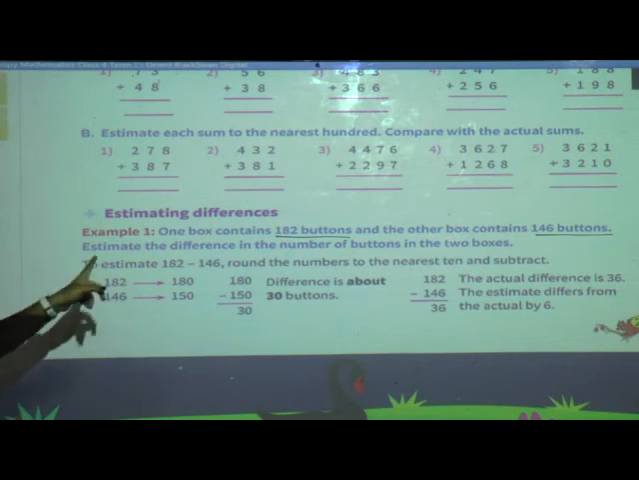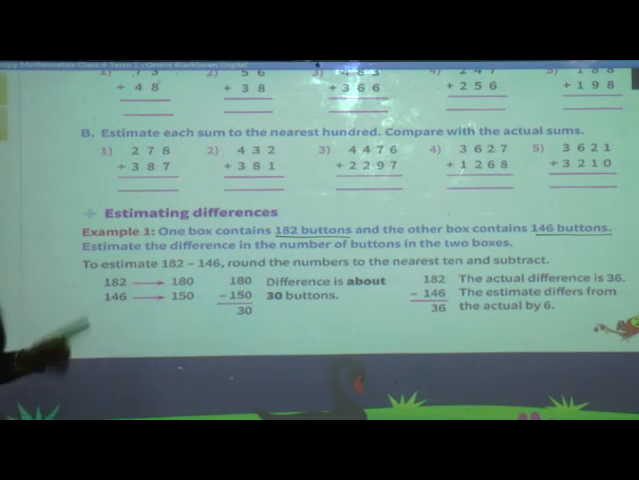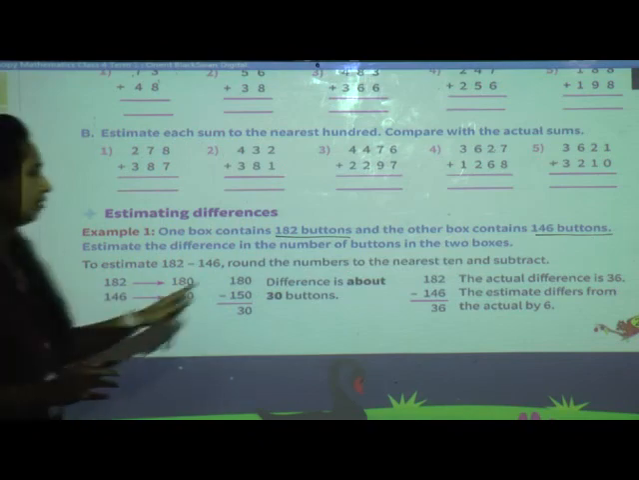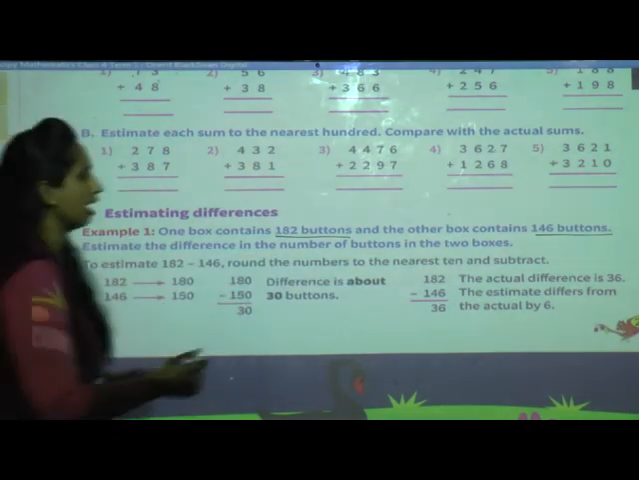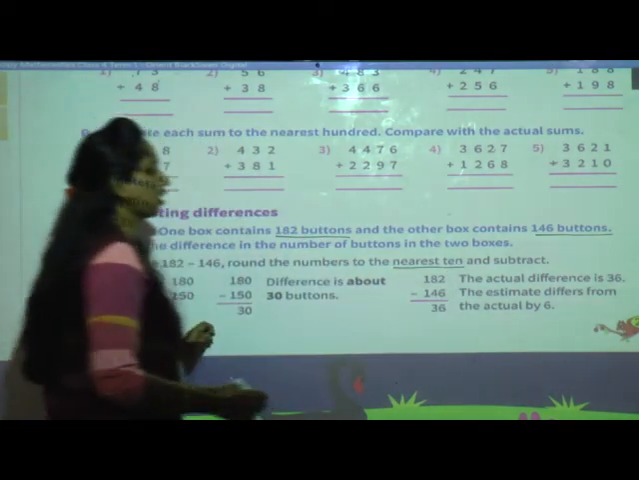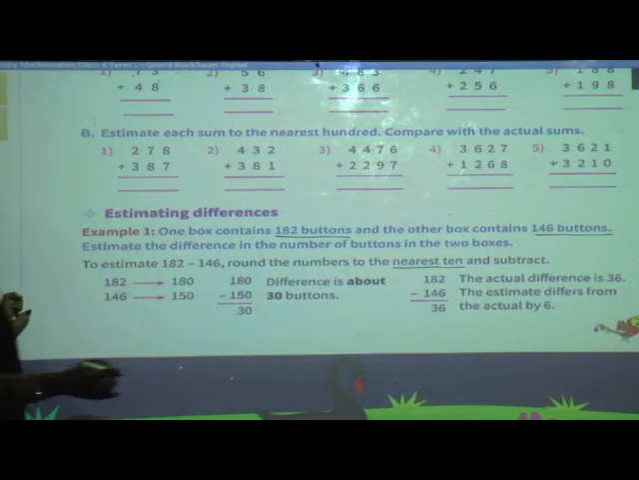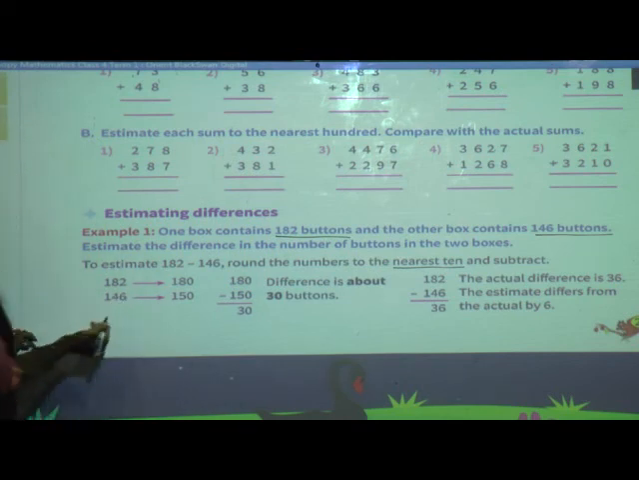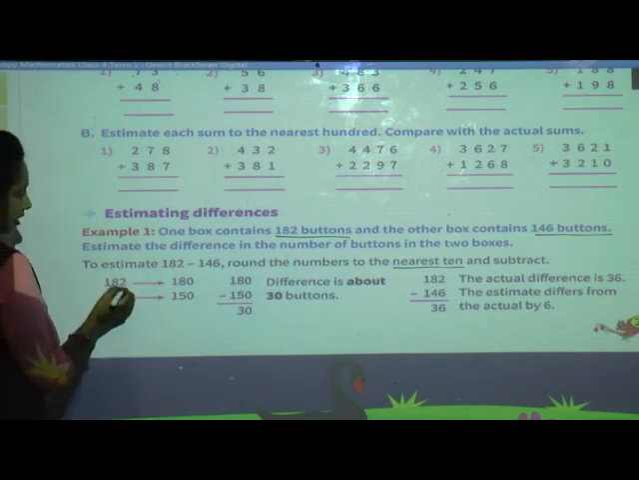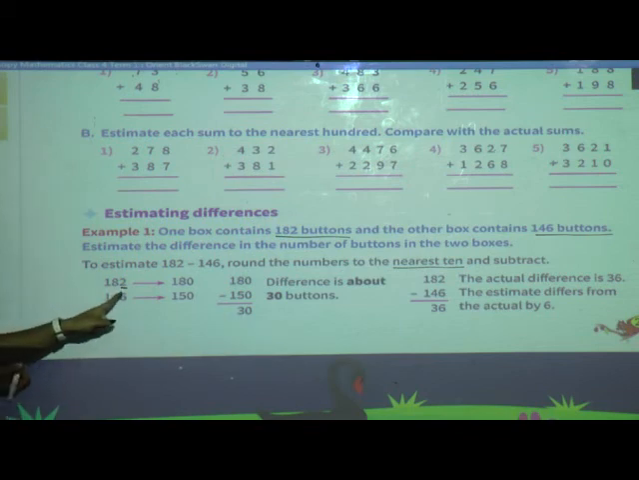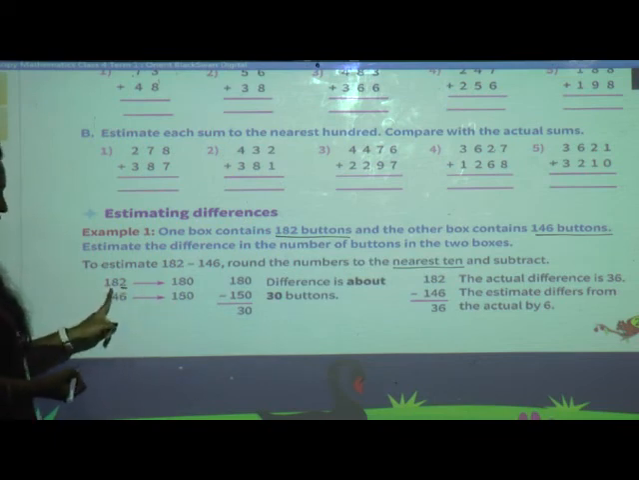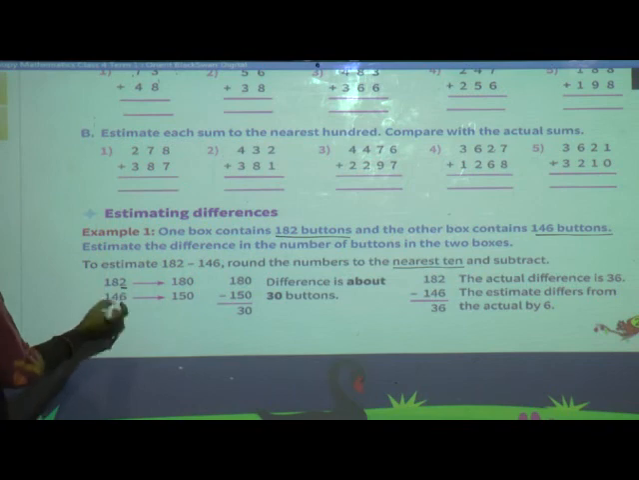To estimate 182 minus 146, round the numbers to the nearest tens and subtract. So just recall how we do rounding off to the nearest tens. Whenever you are rounding off to the nearest tens, underline the ones place. See what is there? 2. 2 is less than 5, so place the 0 at ones place without changing the tens place. So it is 180.